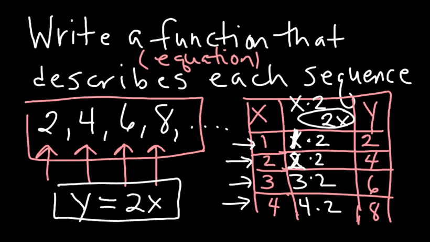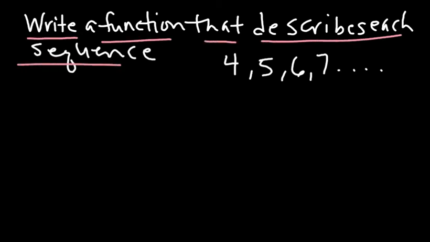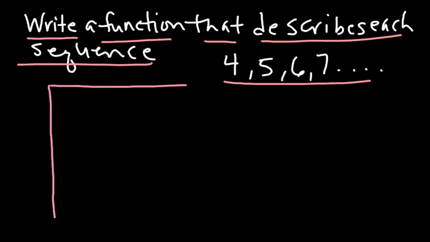Let's do another one. Okay, here's another problem. Notice I wrote the directions again because these directions have got to stick in your head. And remember, function means equation. So when you see these directions and a list that looks like a sequence, you know the first thing you're going to do is make an input-output table every time.